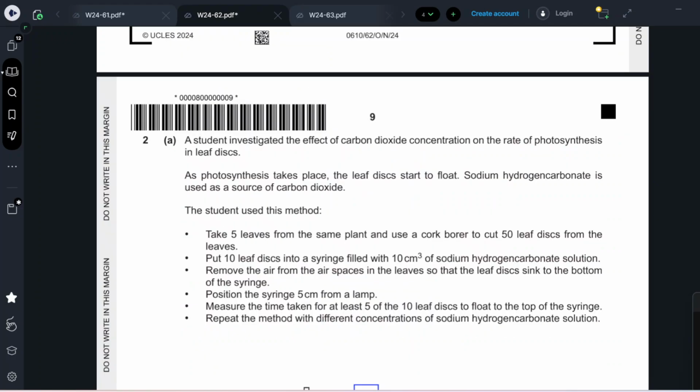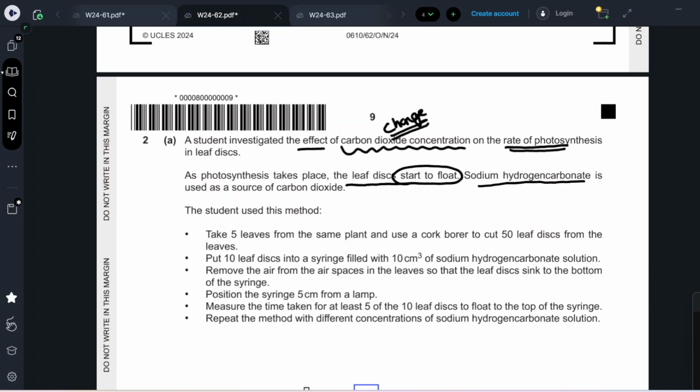Question 2. Investigate the effect of carbon dioxide concentration on the rate of photosynthesis. I'm going to change the carbon dioxide concentration and check the rate of photosynthesis in leaf discs. As photosynthesis takes place, it will give out oxygen bubbles. The oxygen bubbles cause the leaf discs to start to float. Sodium hydrogen carbonate is used as a source of carbon dioxide.